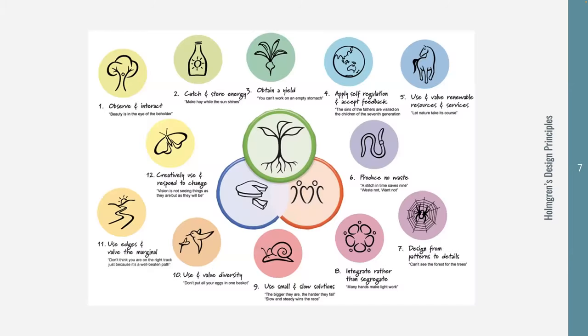So this is an image from David Holmgren about the three ethics that you see there in the middle of permaculture, and then his set of principles. And I say his because sometimes people add a few principles, but generally this is the gist of the permaculture principles. The first and foremost is observe and interact. This is a really important principle because it has us slow down, sit in our landscape, and make observations through the eyes of a child.